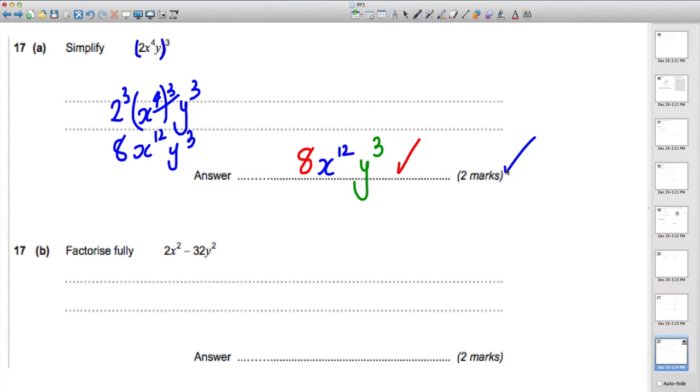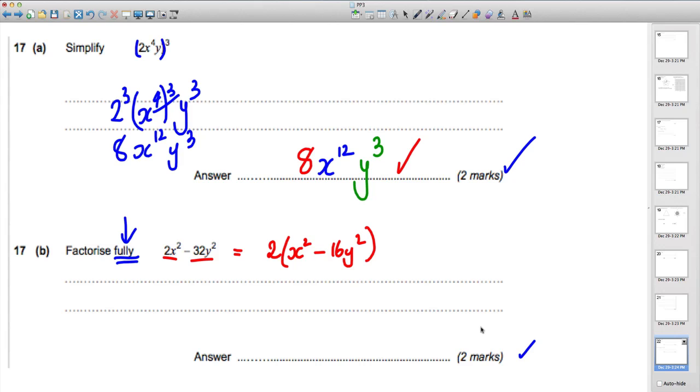Please get that right. Factorize fully. I talked about this in the last video. When it says fully and there's 2 marks, there is a number to factorize out and some algebra. Firstly, let's deal with the number. What goes into 2x² and 32y²? A 2 does. Factorize out the 2. 2x² divided by 2 is x², 32y² divided by 2 is 16y², and keep your subtract.